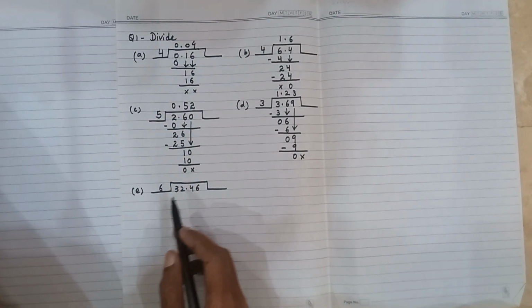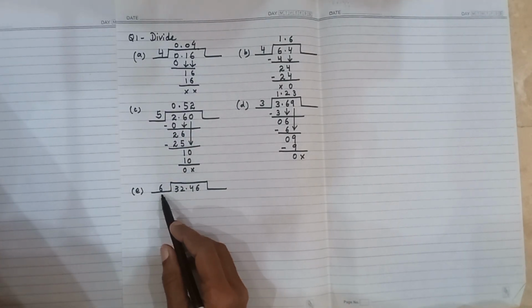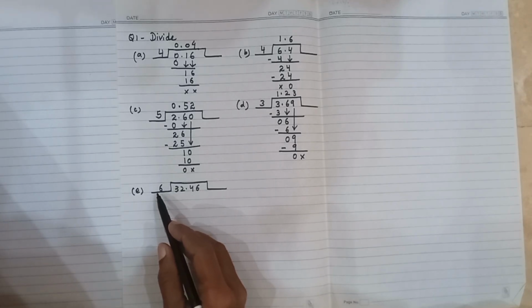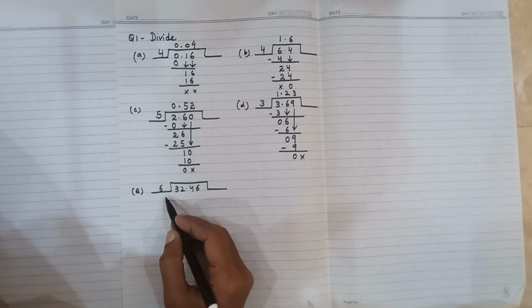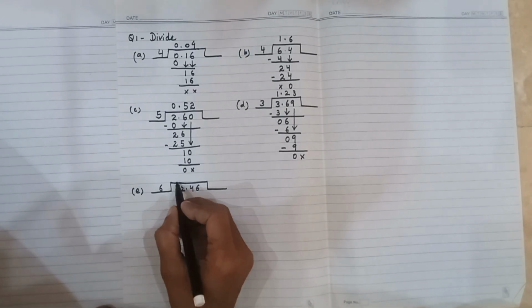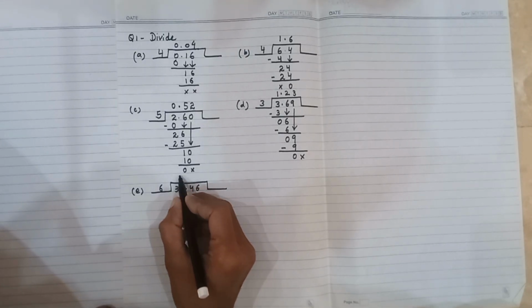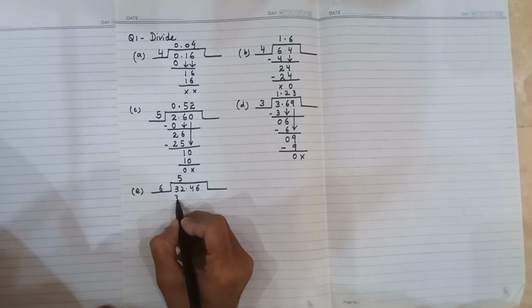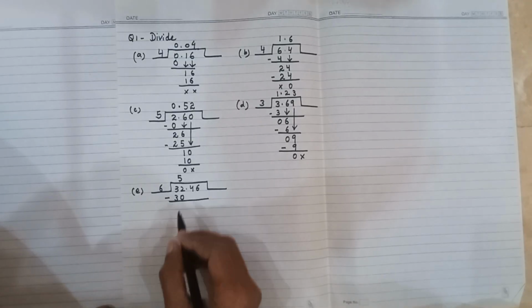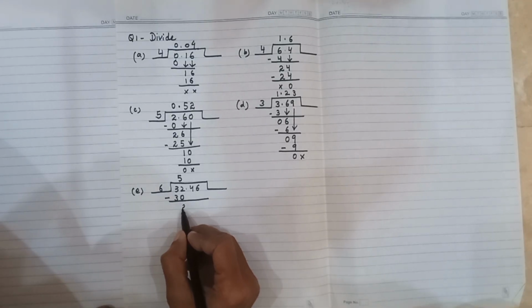Now our next question is 32.46 divided by 6. 32.46 is the dividend and 6 is the divisor. Now read the table of 6. 6 into 1, 6. 6 into 2, 12. 6 into 3, 18. 6 into 4, 24. 6 into 5, 30. Then 6 into 6, 36. Then 6 into 5, 30. Then subtract. After subtracting, 2 remains.